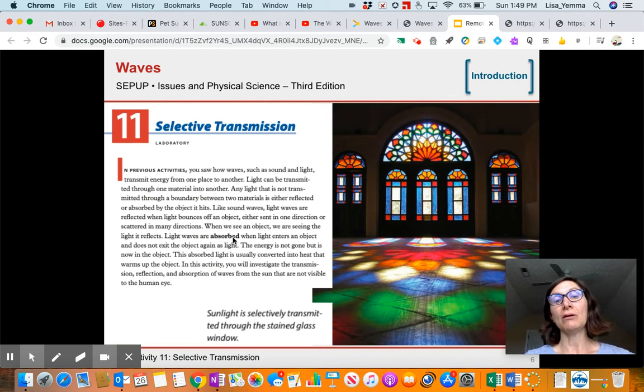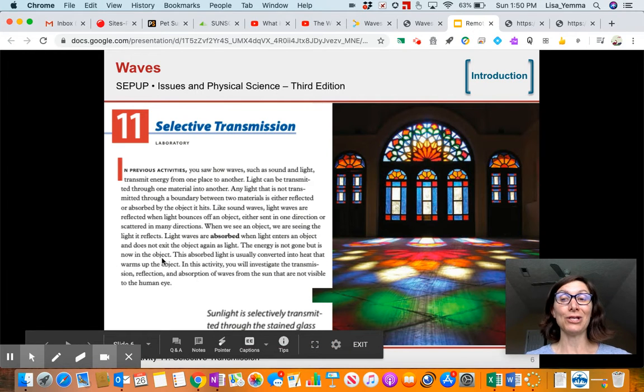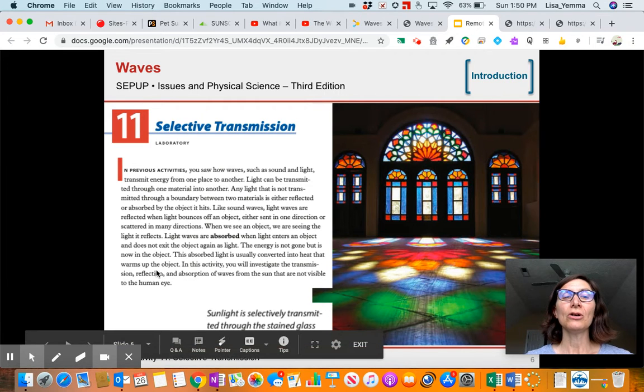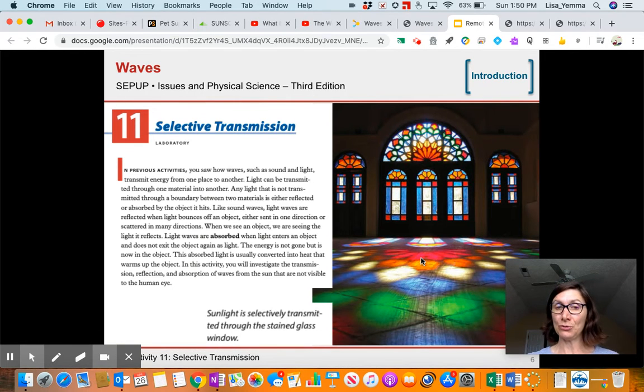Light waves are absorbed when light enters an object and does not exit the object again as light. The energy is not gone, but is now in the object. This absorbed light is usually converted into heat that warms up the object. In this activity, you will investigate the transmission, reflection, and absorption of waves from the sun that are not visible to the human eye. Now, think about the waves that are visible to the human eye and think about what you already know about absorption and reflection.